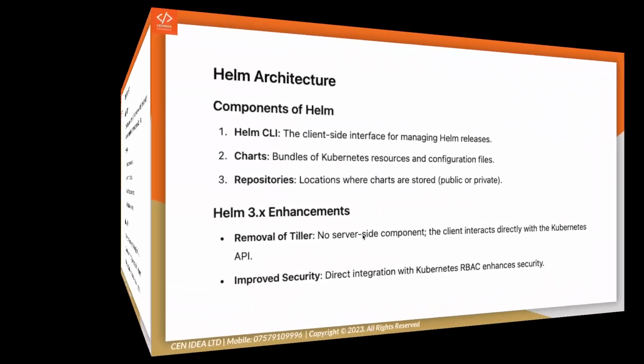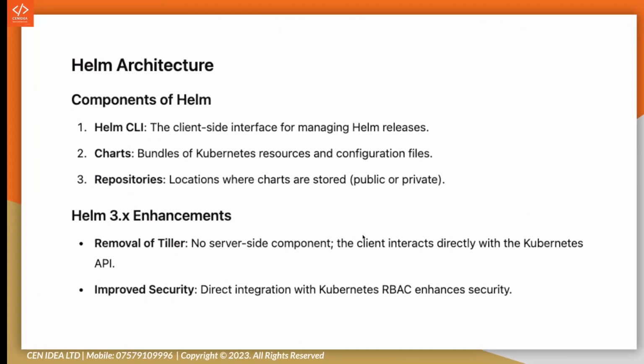Okay, moving on. Let's talk about the architecture of Helm 3. Helm has three basic components. First, the Helm CLI, which is the client-side interface for managing Helm releases. The second one is charts. These are bundles of Kubernetes resources and configuration files that you are managing or running. And then the third one is the repository.